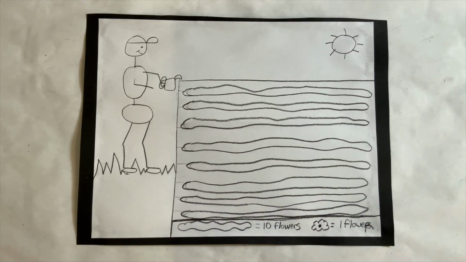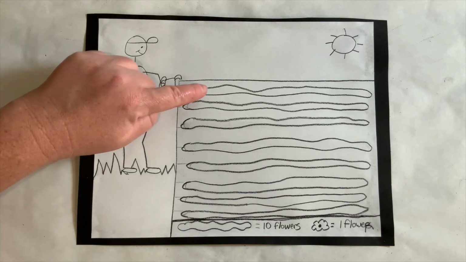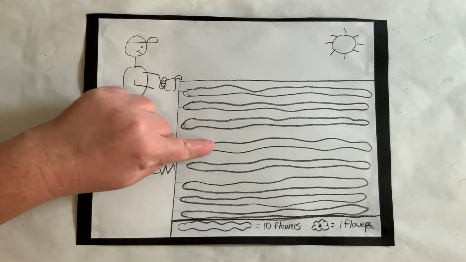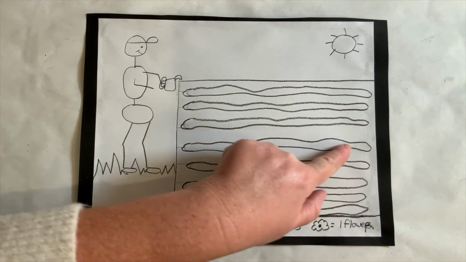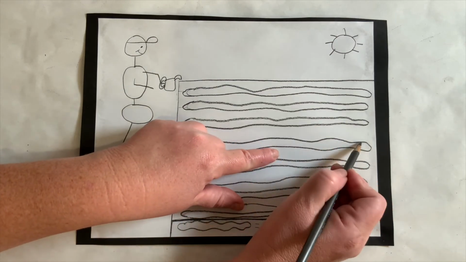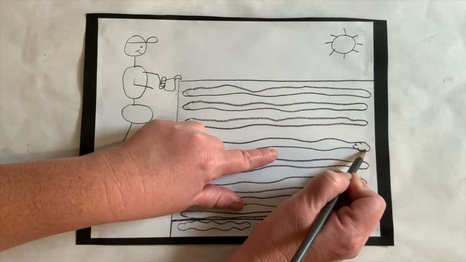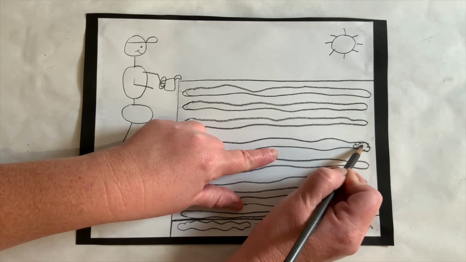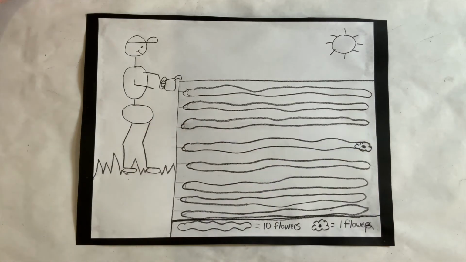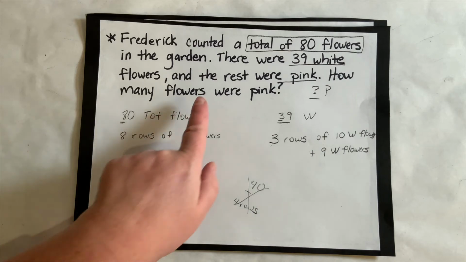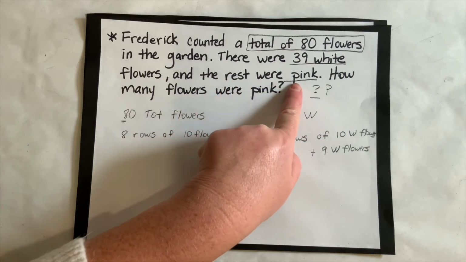Okay, so we have 10, 20, 30, 39 white. One flower is not going to be white. So we're going to draw one single flower inside of that row. And remember, the rest were pink.